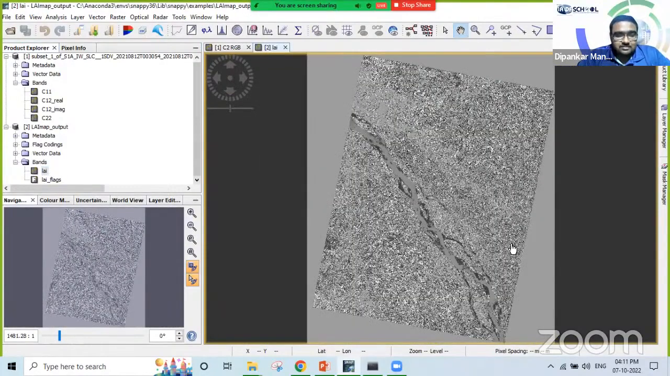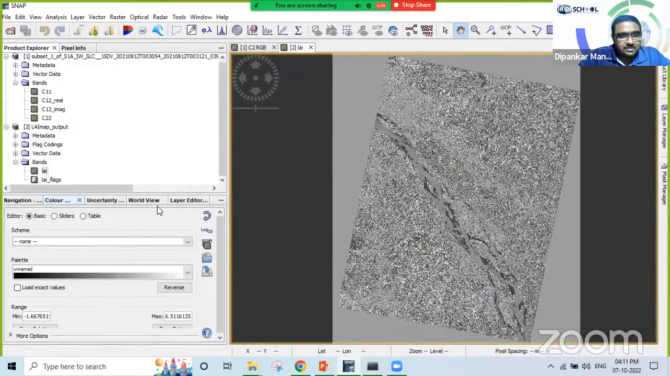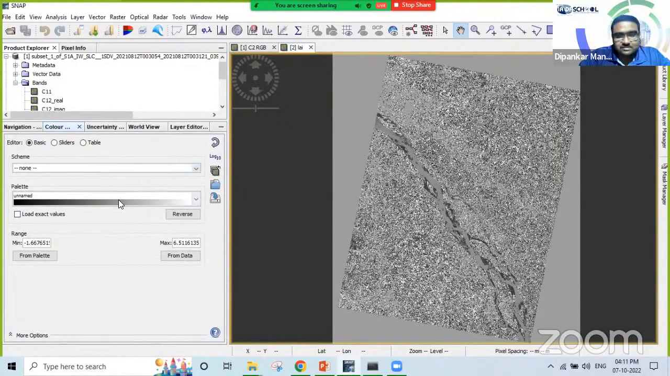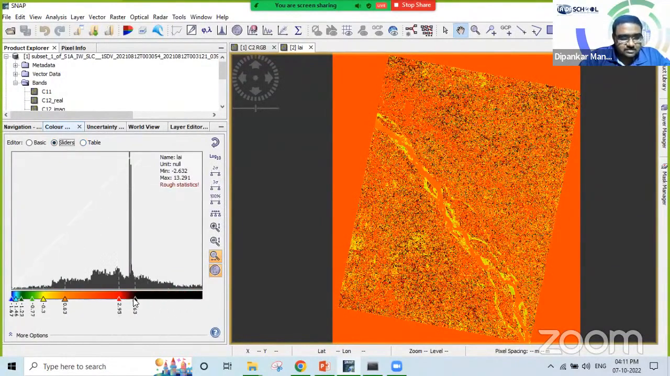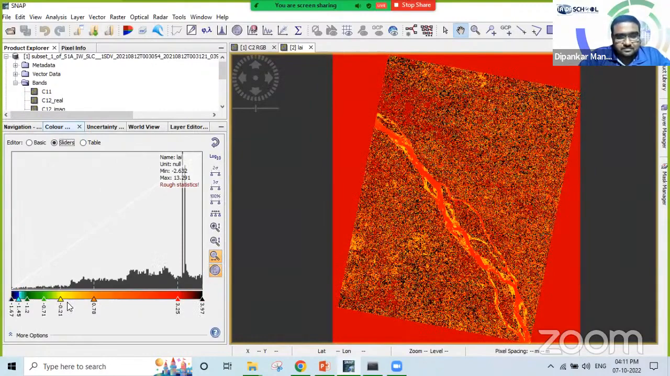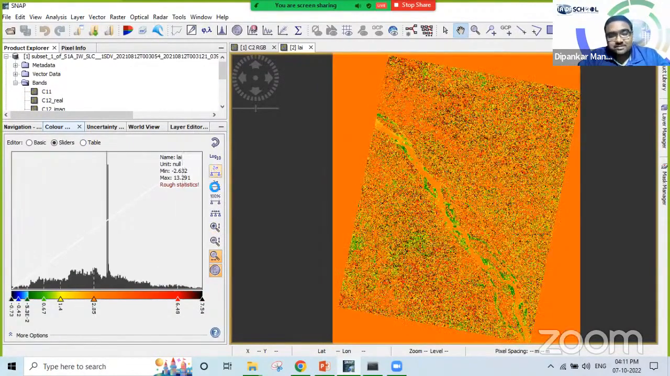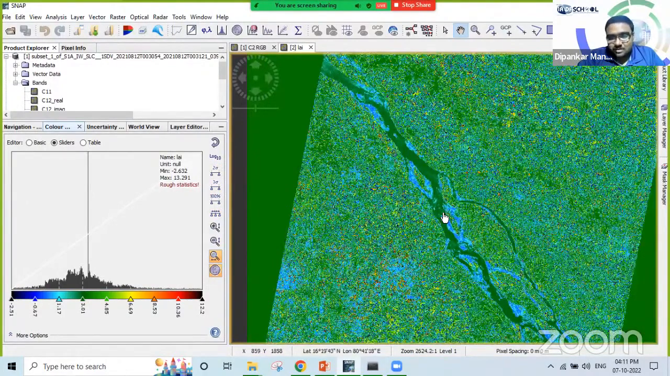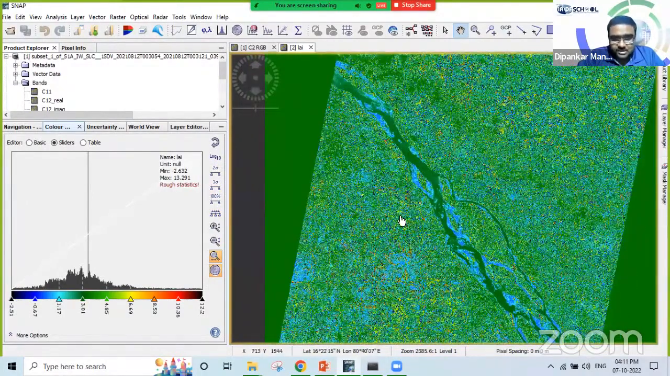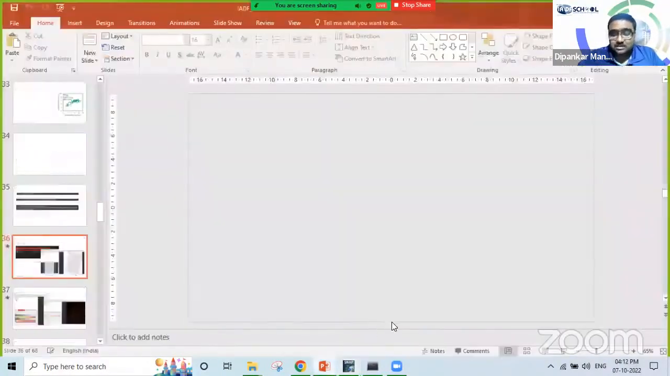Let's open that LAI product. It is in grayscale. One of the important tasks for visualization is to change the color bar and other settings. So we can change the color palette to, let's say, 7 color, and then change the sliders and move them to different ranges of LAI estimation. We can play around with the visualization. As you can see in this case, these crop lands are in cyan color, where LAI is almost 1.17, which are actually rice fields in that area, and can be visualized with different color codes.